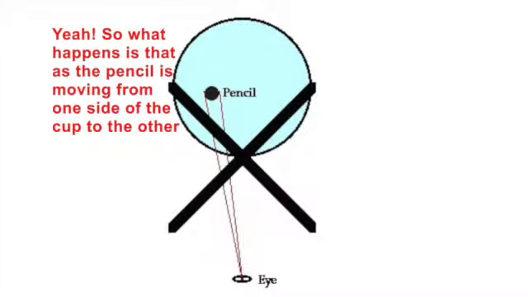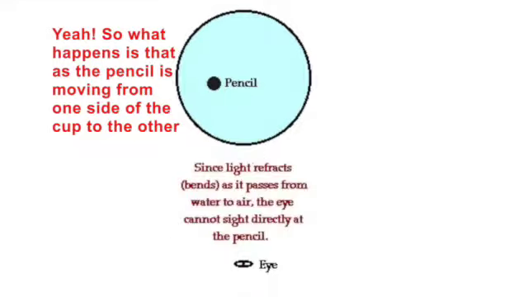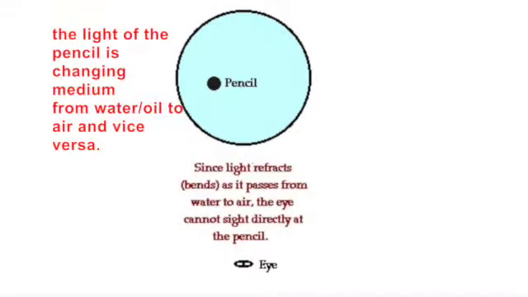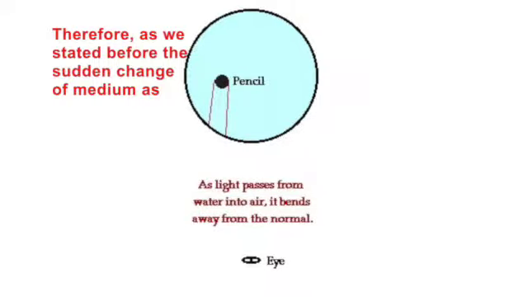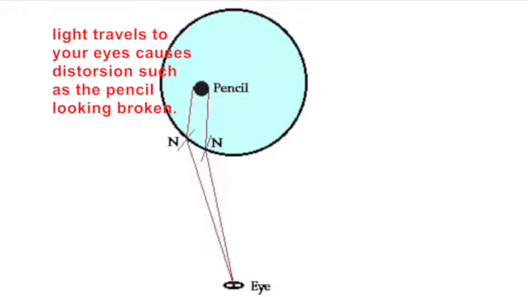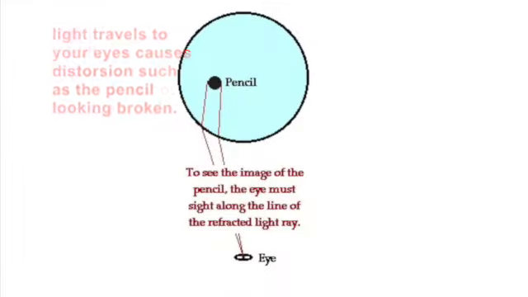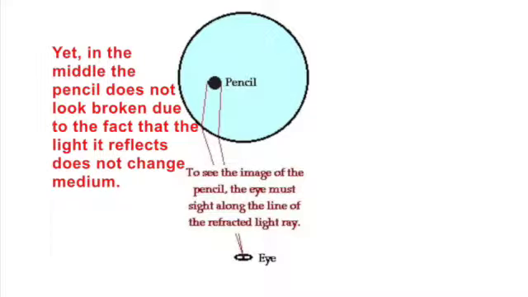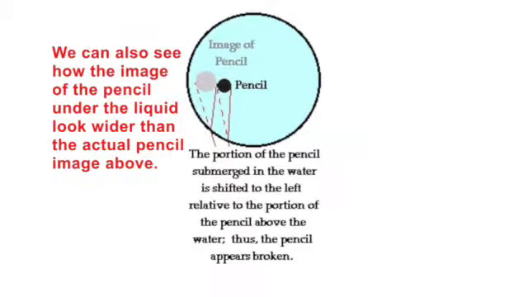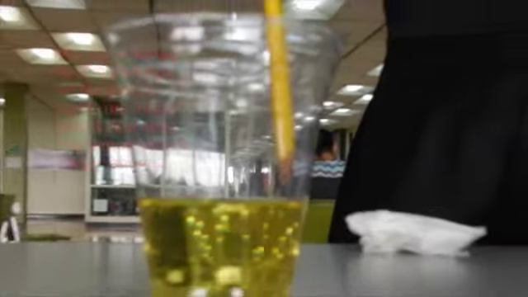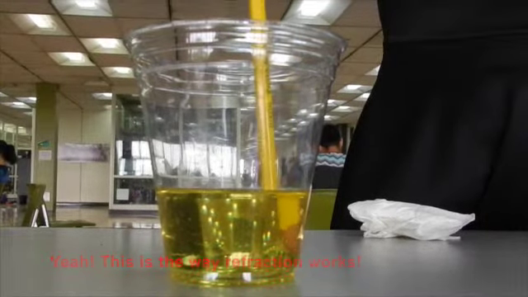Yeah, so what happens is that as the pencil is moving from one side of the cup to the other, the light of the pencil is changing medium from water or oil to air, and vice versa. Therefore, as we stated before, the sudden change of medium as light travels to your eyes causes distortion, such as the pencil looking broken. Yet in the middle, the pencil does not look broken due to the fact that the light it reflects does not change medium. We can also see how the image of the pencil under the liquid looks wider than the actual pencil above. Yeah, this is the way refraction works.